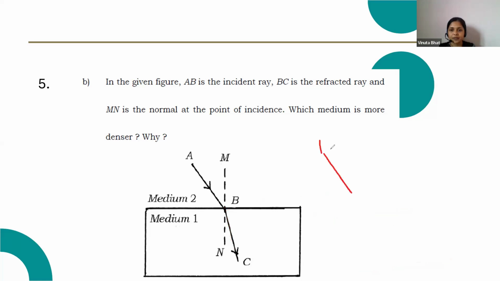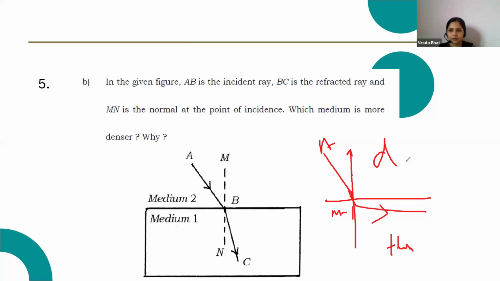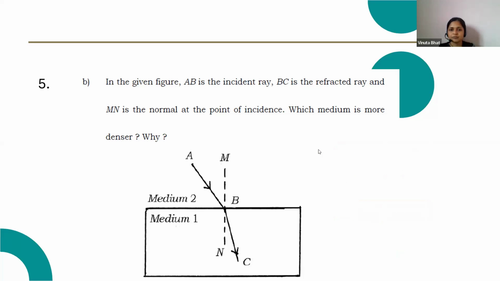But if it is like this, this is the incident ray, this is medium 2, medium 1, and it is bending away from the perpendicular line, so we can say this is the thin medium and this is the dense medium. Like this we can say by observing the diagram. So I hope you got the answer for this question.